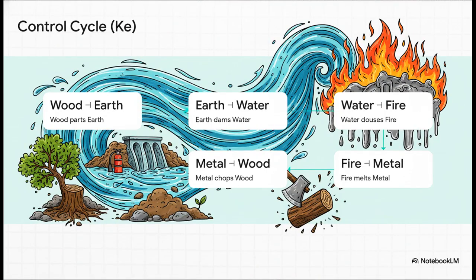But unchecked positive feedback leads to collapse. So to balance everything out, there's the control cycle, or qi. This is a negative feedback loop where one phase restricts or manages another. Water puts out fire, fire melts metal, metal chops wood. This is what prevents any one part from just running away with the entire system.